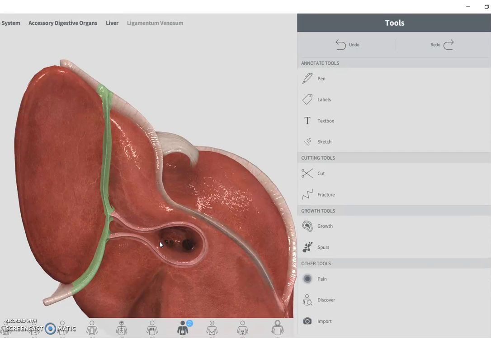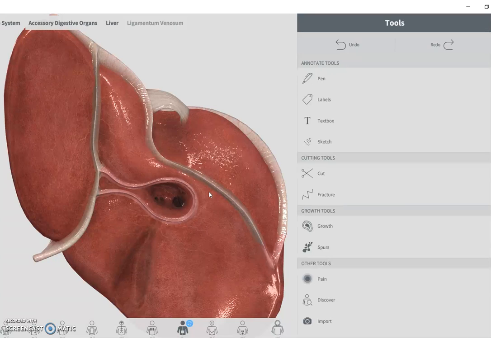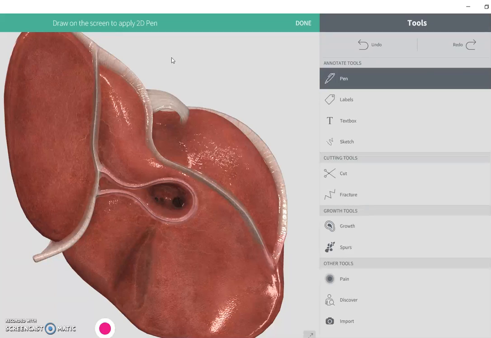Now we will go into functional lobes. For functional lobes, we will use another imaginary line known as the Cantlie's line, and this Cantlie's line is situated here. This Cantlie's line connects the IVC and gallbladder, and it is going to divide the liver into right and left once again.